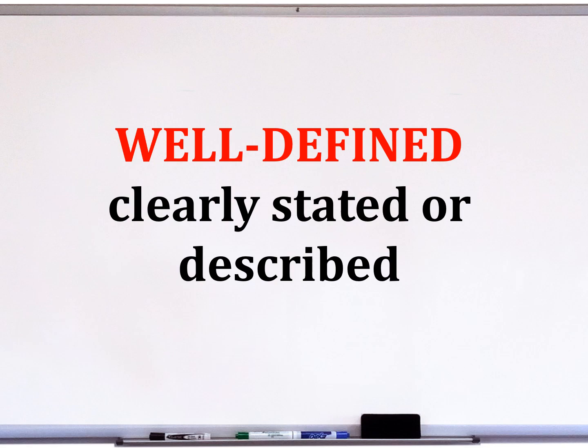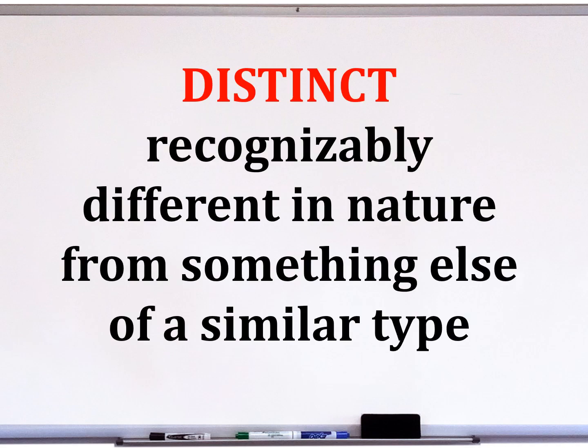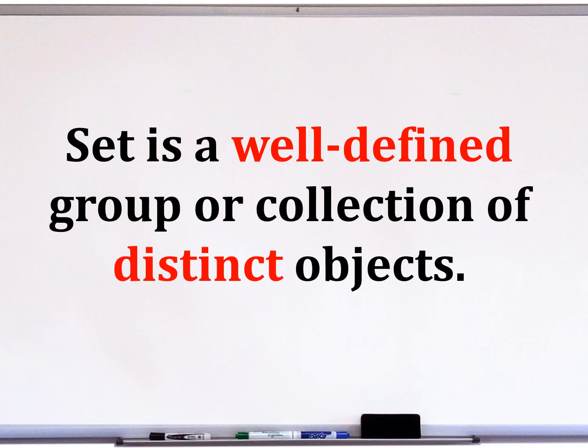When we say well-defined, this means that it is clearly stated or described. How about the other term, distinct? When we say distinct, this means that it is recognizably different in nature from something else of a similar type. Again, a set is a well-defined group or collection of distinct objects.